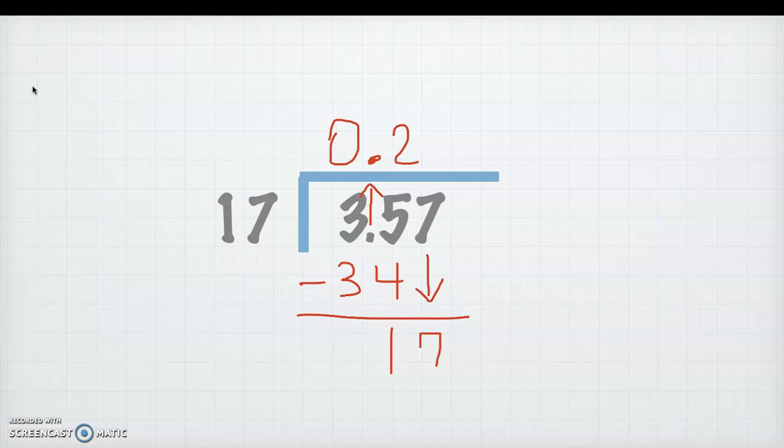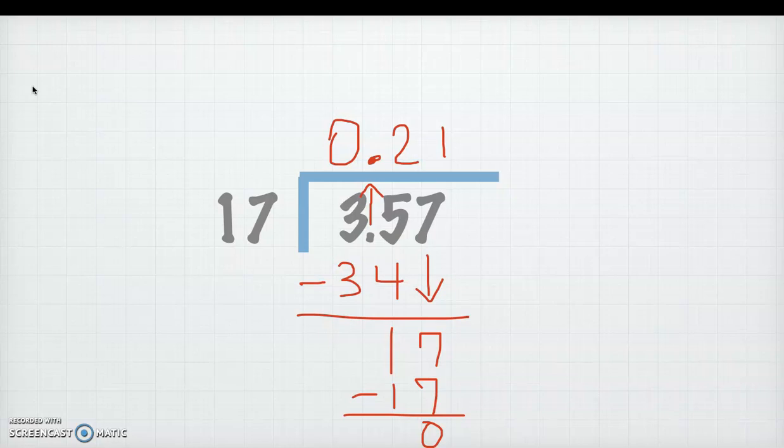Now let's go ahead and do our last step. 17. How many times can 17 go into 17? That's 1 time. I'm going to place the 1 right there. And 17 minus 17 is 0. So my final answer is 0.21. As you can see, it is just like double digit division, or it's just like dividing a whole number by a whole number. But all I'm doing is changing the first step. And that first step is going to be adding my decimal point to the quotient.